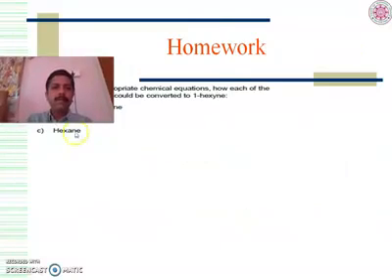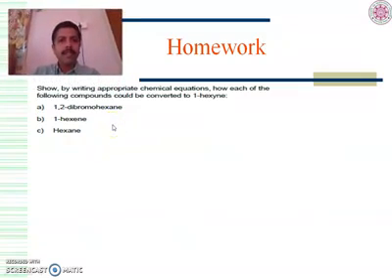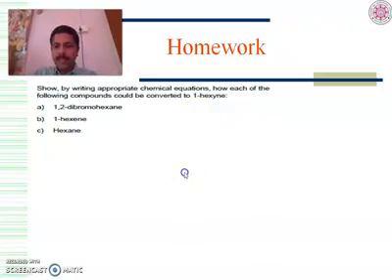Lastly, I am giving some homework for you to practice over today's class. First of all, by writing appropriate chemical equations, show how each of the following compounds can be converted into 1-hexyne: from 1,2-dibromohexane, from 1-hexene, and from hexane. So these are the answers. You can check them out.